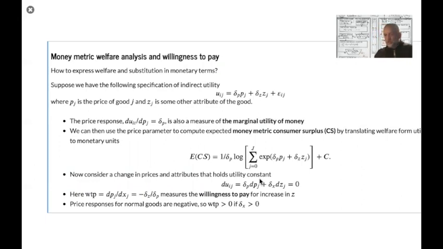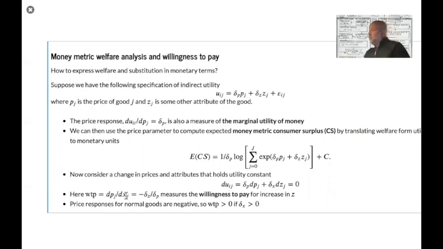Not only a price change, but changing all the attributes, so I'm totally differentiating here. And then I'm saying I want to have no change in utility. Basically I can calculate the relative ratio between the change in the price and the change in that z, the z_j.